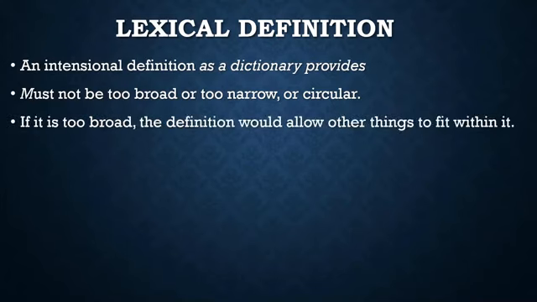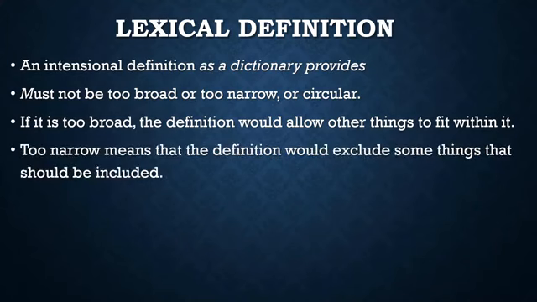And so you don't want to do that, right? If it's too broad, the definition is going to include other things that you don't want it to do. On the flip side, too narrow means that the definition would exclude some things that ought to be included. So, for example, if we define a planet as a massive object that orbits the sun, we exclude planets that might orbit other stars. So we don't want to do that. That would be too narrow to limit it to those that orbit the sun.